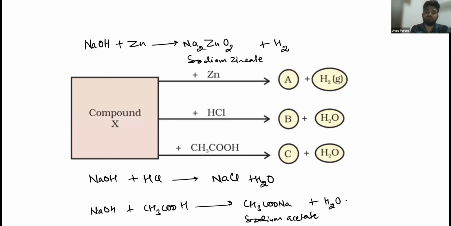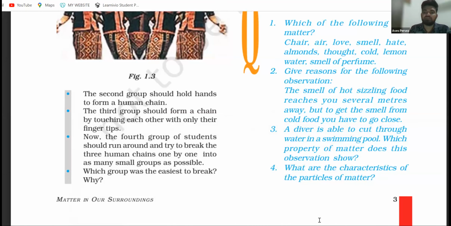Okay. So the question comes. Please note this question in your copy. This is an important question. Give reason for the following. Note it down. The smell of hot sizzling food reaches several meters away, but to get the smell of cold food, you have to go closer. Please note this as question number 2. When you're done, please write to me.